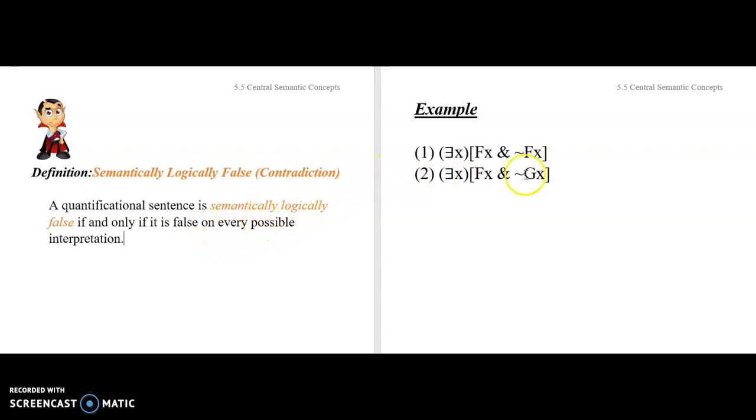All right, take a look at this example. Exactly one of these two sentences is semantically logically false. That is, say it's a contradiction. Can you figure out which one? Pause now.